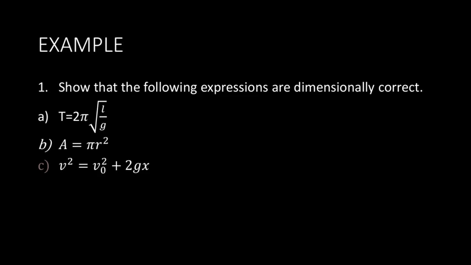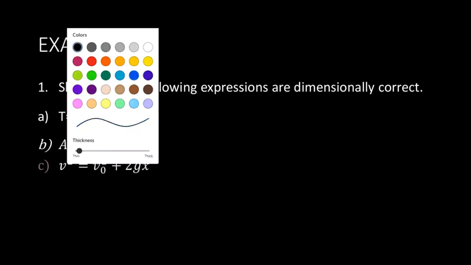So today we are going to solve some examples. Our first example is to show that the following expression is dimensionally correct. So we are proving the consistency of this equation, if this equation is actually dimensionally correct. So we proceed to the first example.